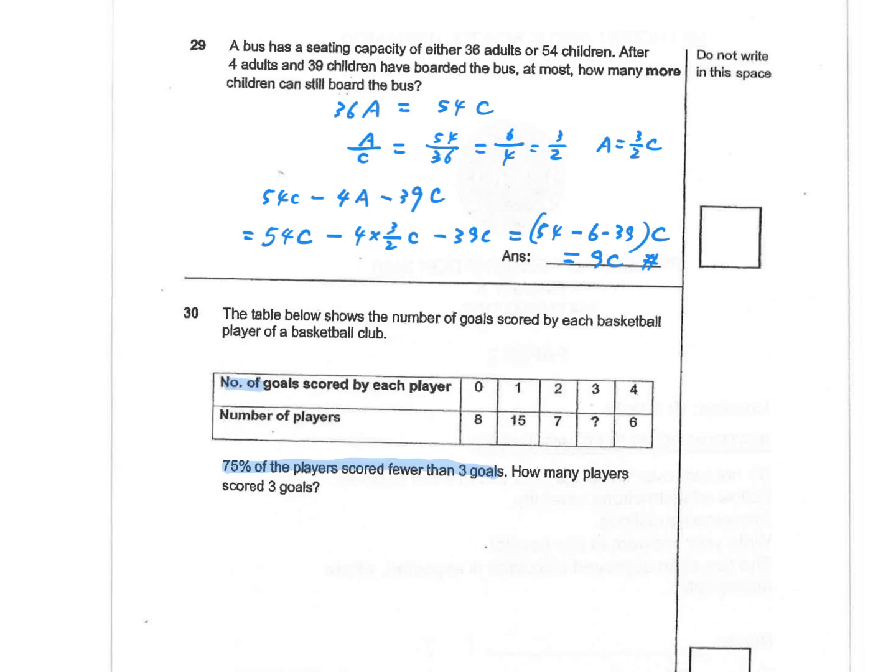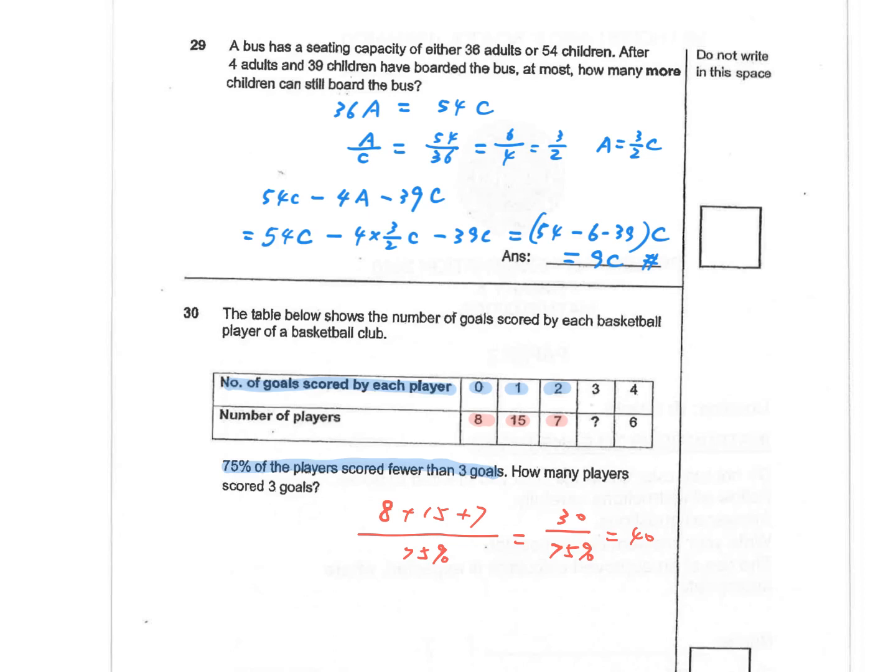So now let's look at the number of goals scored by each player. 0, 1, 2 are all fewer than 3 goals, right? So in terms of number of players, in this case, we have 8, 15, and 7. So the total number of players who scored fewer than 3 goals is going to be 8 plus 15 plus 7, which is 30, and these players make up 75%. So let's divide by 75%, and that will return us the total number of players. So 30 divided by 75% gives us 40. So in total, there are 40 players.